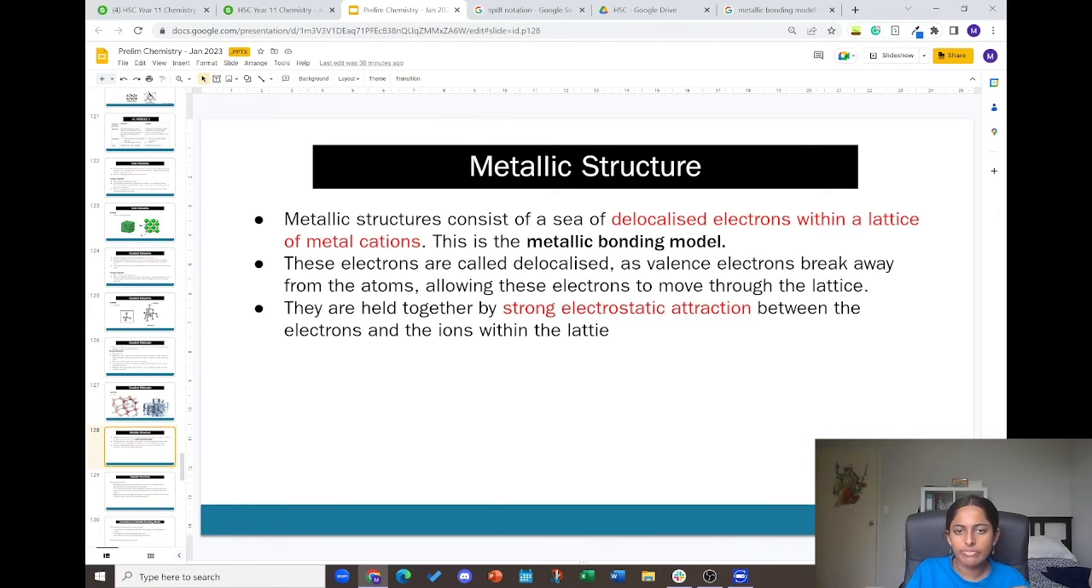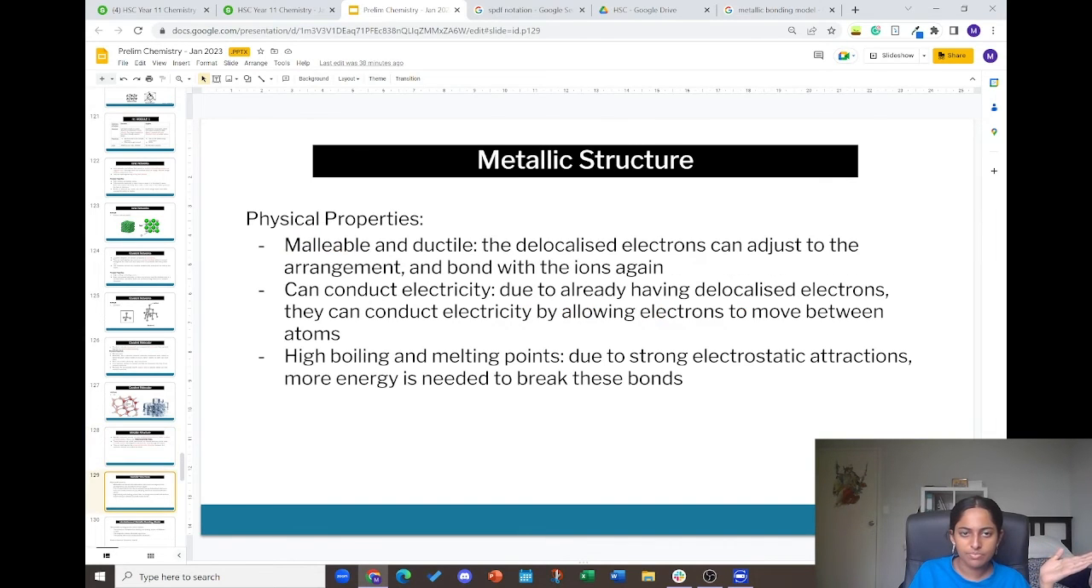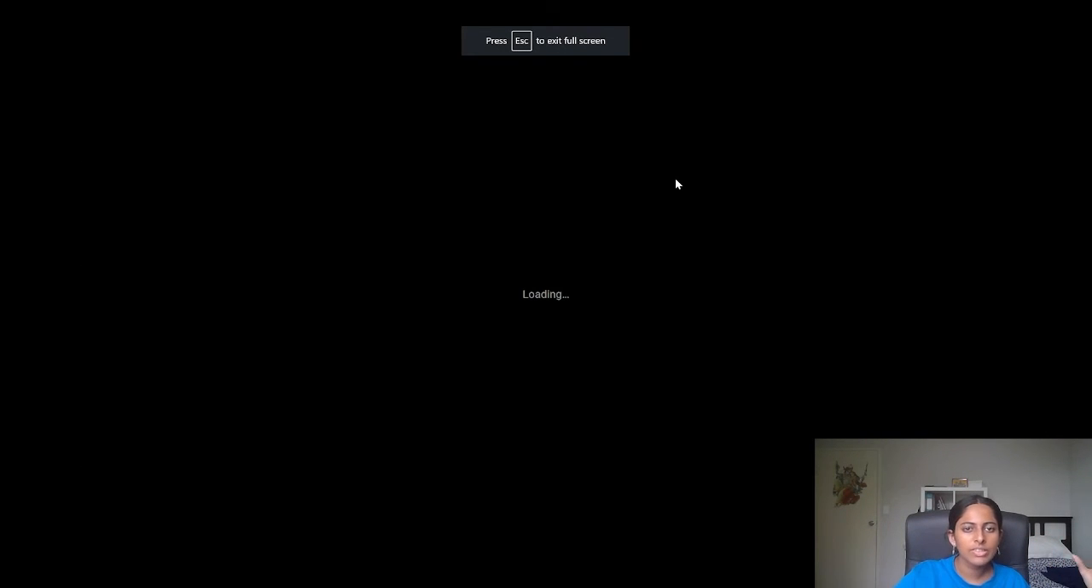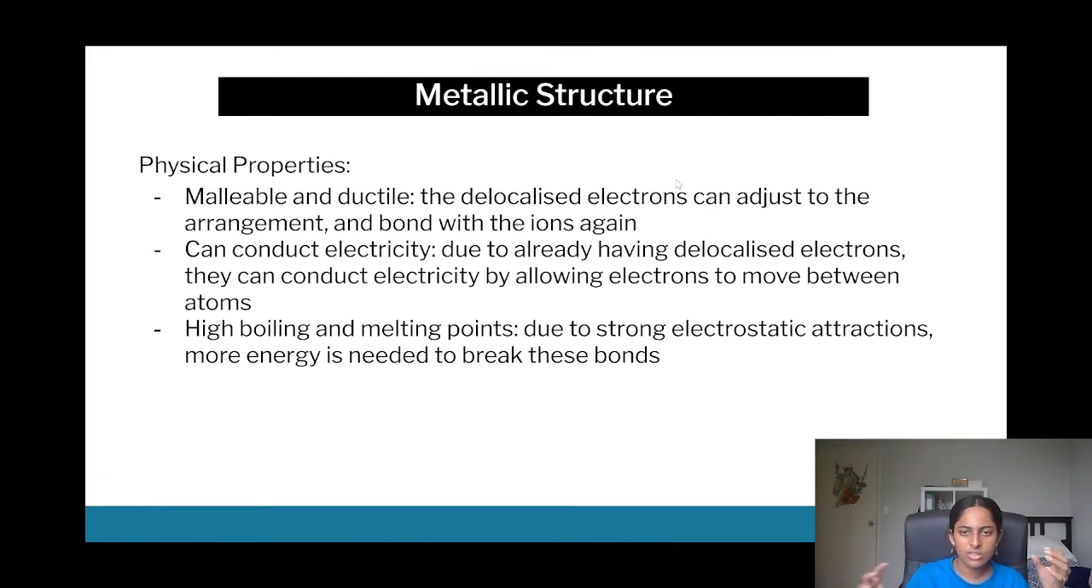And all of these ions are held together by a strong electrostatic attraction. And like I said, it can conduct electricity. It's also malleable and ductile. Since you have these free floating electrons, even if you put pressure on it, it can just adjust itself and bond with the ions again. And because they have such strong attractions, you have high melting and boiling points.